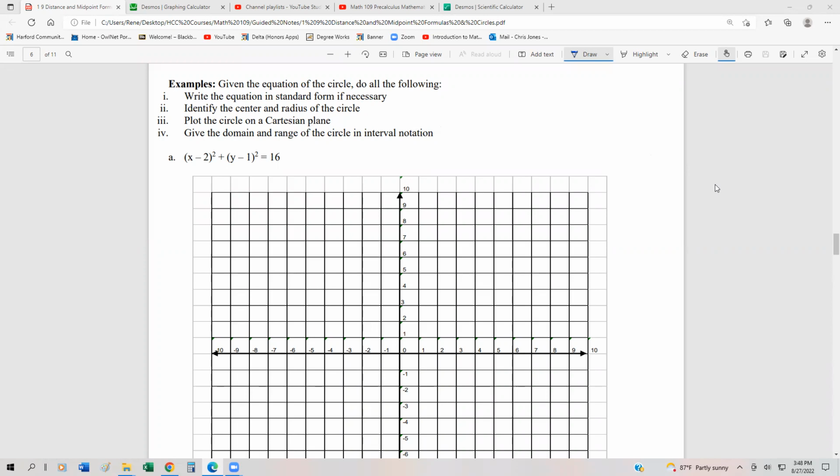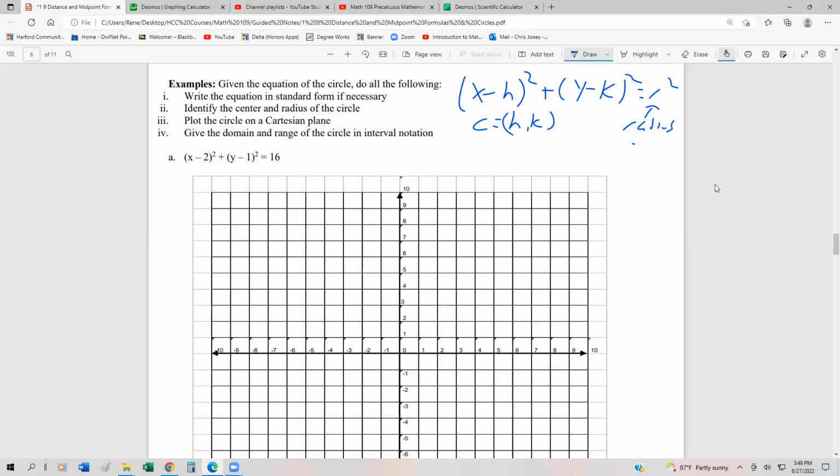And just to remind us what the equation of the circle was, remember (x - h)² + (y - k)² is going to be equal to r². Remember, the center is going to be (h, k), and the radius is going to be r. Okay, so radius is equal to r.